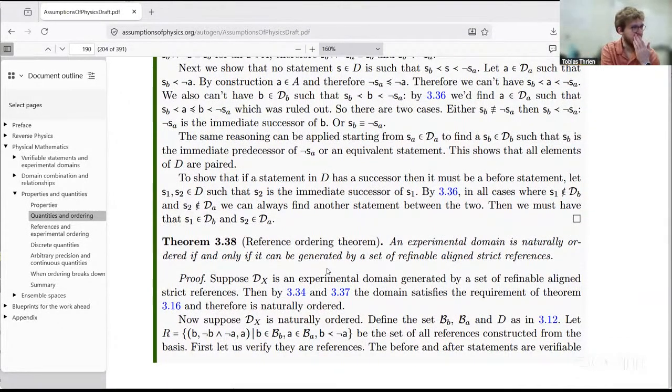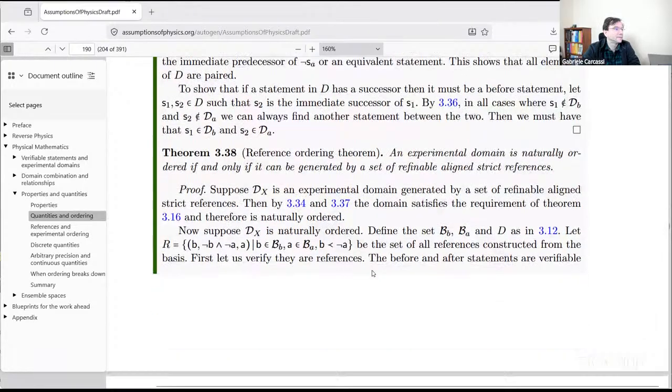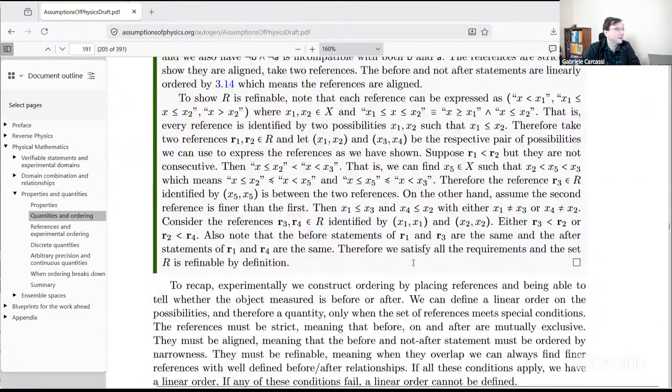Okay. The reference ordering theorem. An experimental domain is naturally ordered if and only if it can be generated by a set of refinable, aligned, strict references. Right, so that's basically it. So we have a set of strict references. We can align these before and not after, and then these pairs of befores and not afters are the actual points.